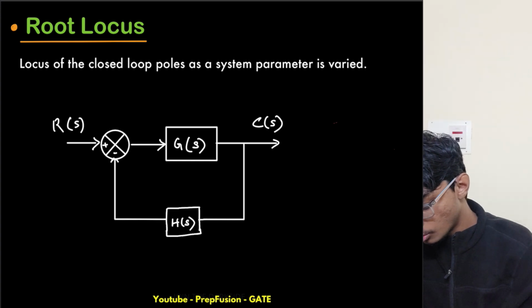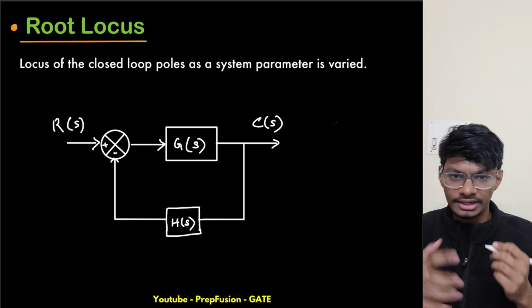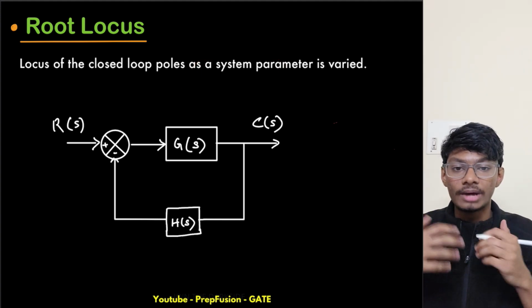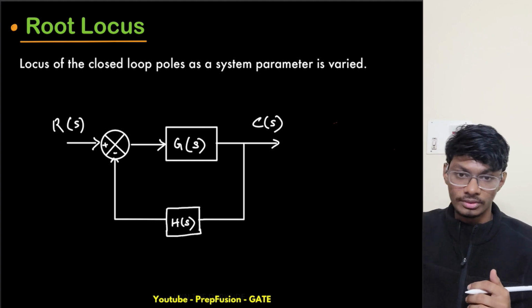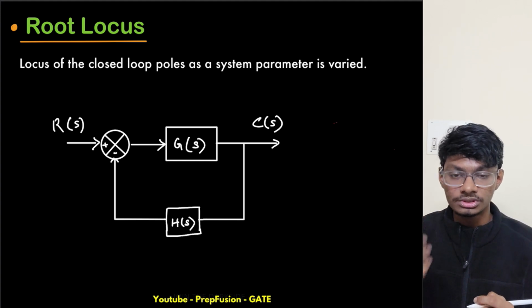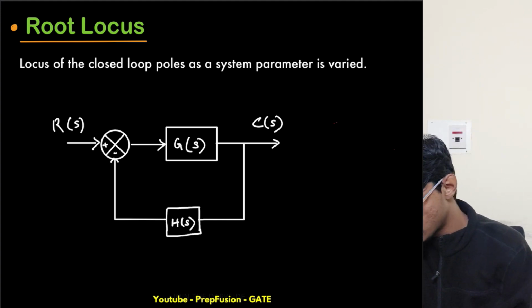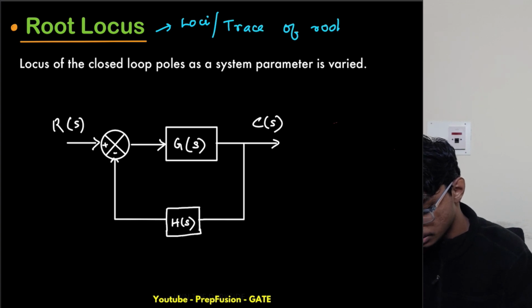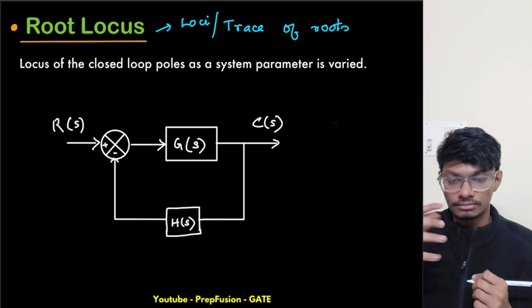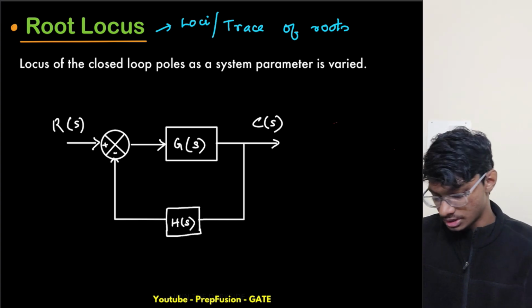So it is basically the locus of closed loop poles as a parameter is varied. Anything that is varied as any parameter is varied will be with respect to my closed loop poles. So if I can plot my closed loop poles with respect to the change of those variations, that I will call root locus. So what is root locus? Root locus I can also say as loci or trace of roots. Basically it is a trace of roots, right? Wherever my roots are in the sigma plus j omega plane with respect to a certain parameter, that will be my root locus. So here I have a system, right?